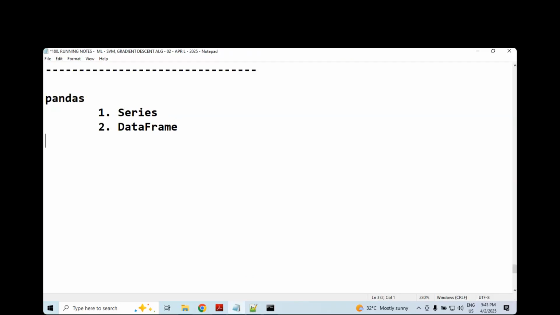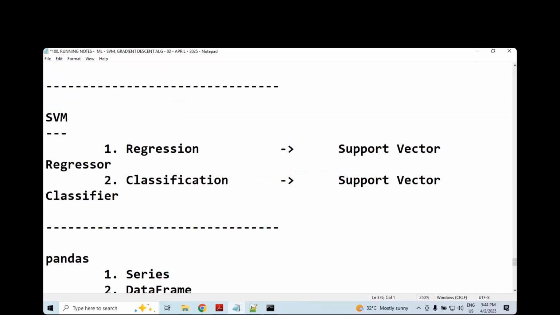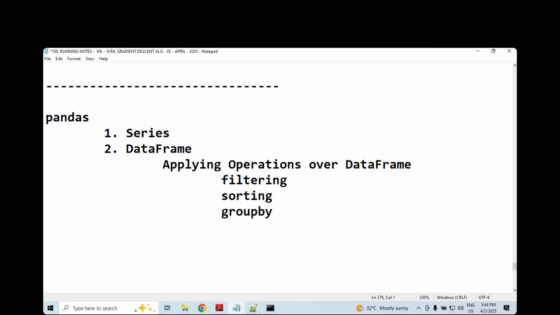If you ask, Daniel, can you explain pandas in 2 minutes? Yes, I can explain. After a data frame is created, we are applying operations over the data frame. What operations are we applying? Some filtering, then sorting, then group by, and so on. These are all operations we are applying. That's what you need to get a clear picture. If you want, I can talk more, but enough. Data, data frame, apply operation.